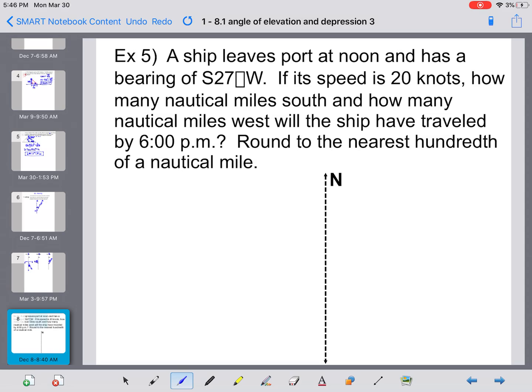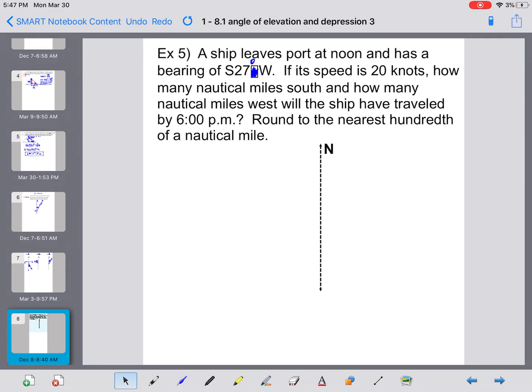So again, I don't know why these little rectangles are here. That should be a degree mark. So a ship leaves port at noon and has a bearing of 27 degrees, or south 27 degrees west. If its speed is 20 knots, how many nautical miles south and how many nautical miles west will the ship have traveled by 6 p.m.?